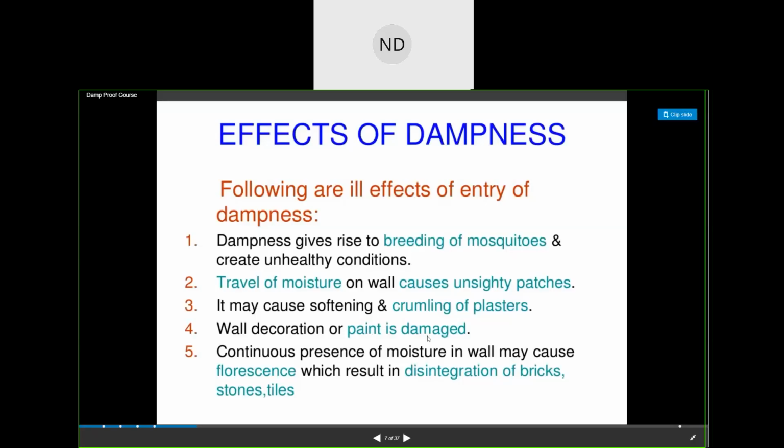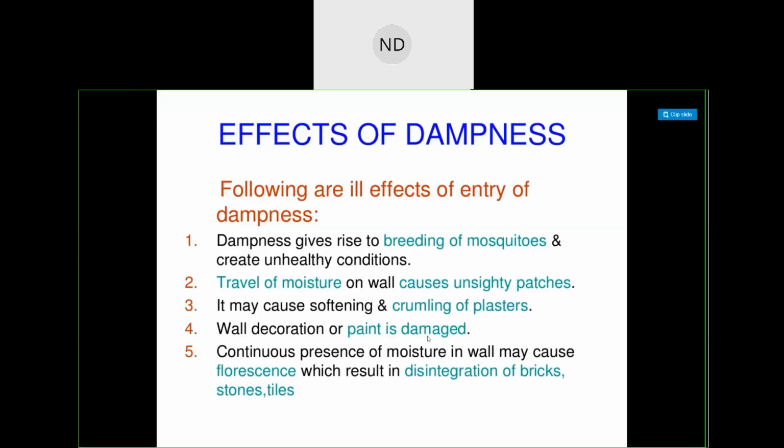Wait, we were talking about the effects. Let me just complete your effects. I may get disconnected, but before that, I want to finish these effects.